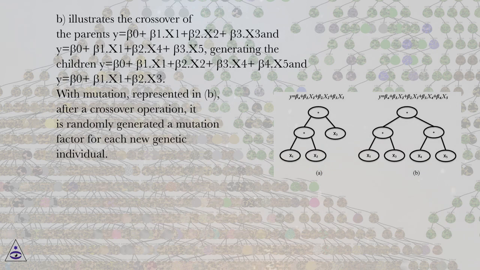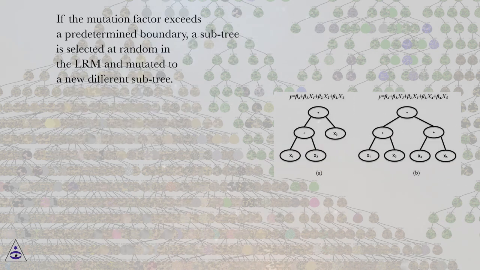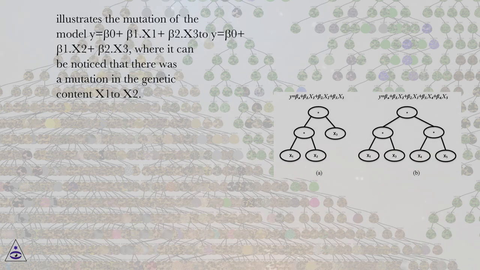With mutation, represented in B, after a crossover operation, a mutation factor is randomly generated for each new genetic individual. If the mutation factor exceeds a predetermined boundary, a subtree is selected at random in the LRM and mutated to a new different subtree. It illustrates the mutation of the model y equals beta 0 plus beta 1 dot x1 plus beta 2 dot z to y equals beta 0 plus beta 1 dot x2 plus beta 2 dot x3, where it can be noticed that there was a mutation in the genetic content from x1 to x2.